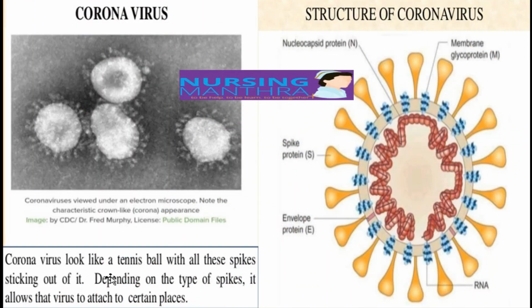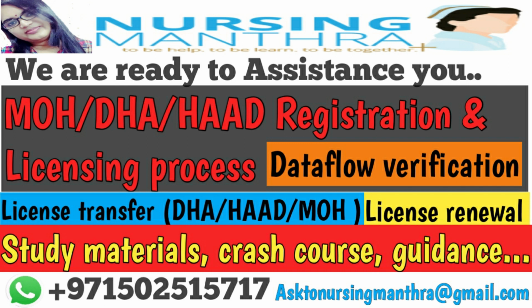So the structure of coronavirus looks like a tennis ball. You can see here all these spikes sticking out of it. Depending on the type of spike, it allows the virus to attach to certain places. Because of these spikes, the virus can attach to surfaces easily. The structure of coronavirus has the spike S protein, the envelope protein E, RNA, membrane glycoprotein, and nucleocapsid protein.